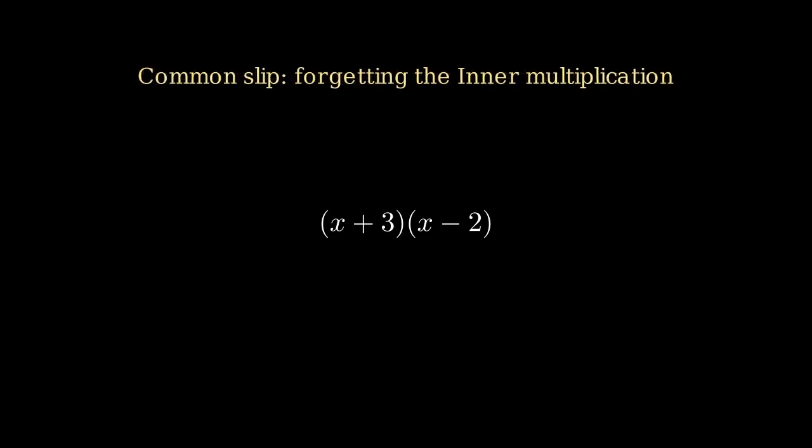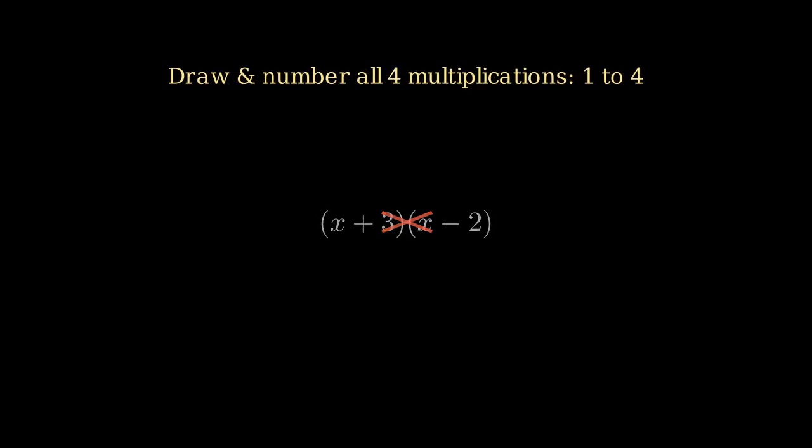Now the most common trip up: students forget one of the 4 multiplications, and it is usually the inner one. This happens especially often when there's a negative sign involved, because it's easy to drop the sign or skip the term entirely. So here's a teaching tip to avoid that.